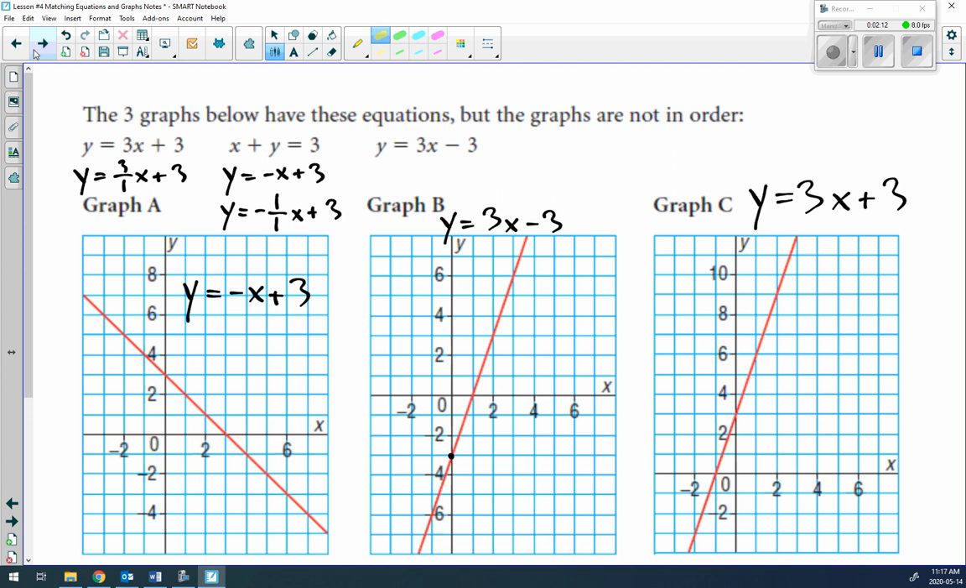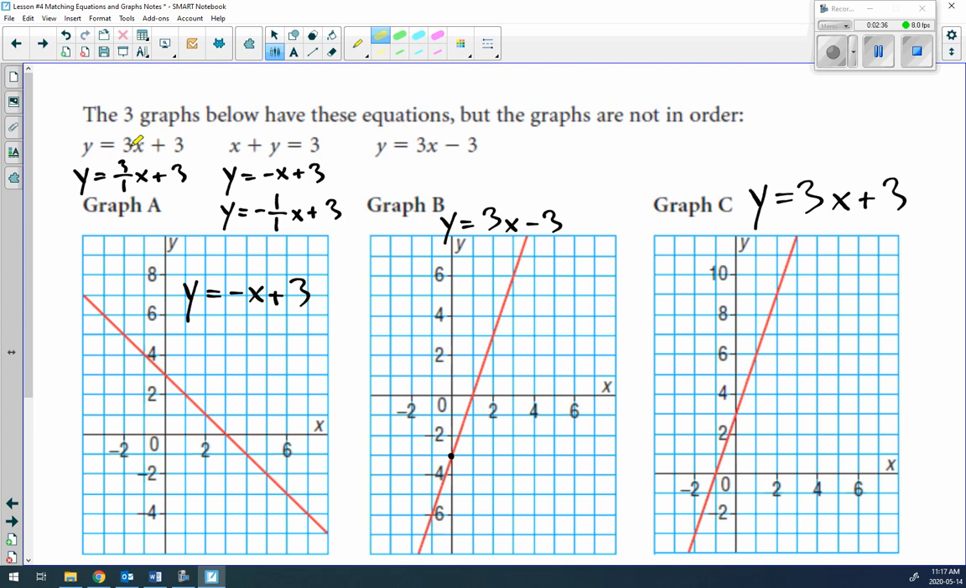Let's take a look at this one here. There are 3 graphs below, not in order. Let's figure out each one. This one's in y equals mx plus b. This one's not, so let's rearrange it. Move the x to the other side, so y equals negative x plus 3. Don't forget, even on this first one, the slope is 3, which means 3 over 1. We just don't write it in. Here, between the negative and the x is a 1, so negative 1 over 1. That gives us an idea of which way the slope is going.